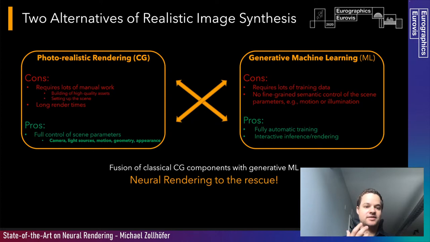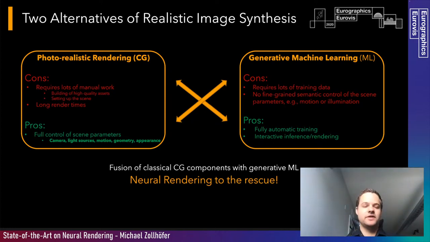But on the bright side, as we know, computer graphics is fully controllable. So we express these scenes, we model in 3D using controllable scene parameters. For example, we specify where the camera is, where the light sources are in the scene, and we can easily modify these parameters and tweak them if we want. They are human interpretable, so we can say, oh, let's move the camera by a meter to the left, for example. And the same is true for motion, geometry, and appearance. It's all really human understandable and really nice.